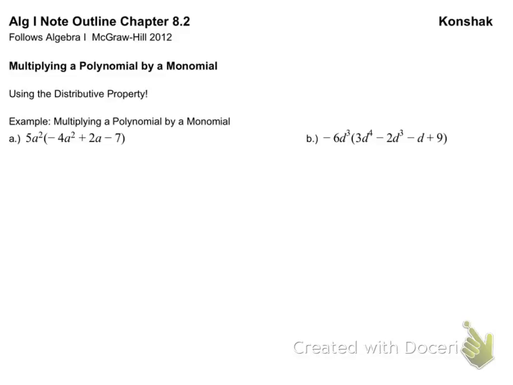Algebra 1, 8.2. We are moving on from just naming polynomials and gathering like terms to now multiplying a polynomial by a monomial. So basically we're starting to multiply polynomials together. The biggest thing you need to do for yourself is remember the distributive property. We've got two different problems up here, and as you can see, I've got 5a squared times the polynomial negative 4a squared plus 2a minus 7.